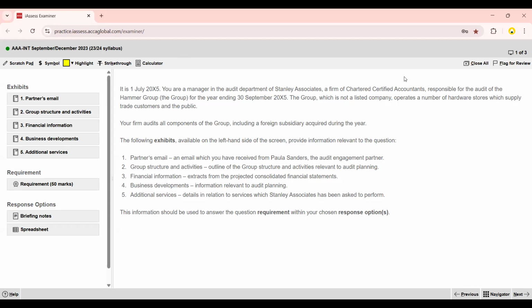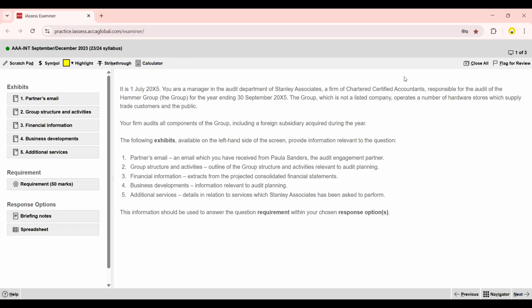It is 1st July 2005. You are a manager in the audit department of Stanley Associates, a firm of chartered certified accountants responsible for the audit of the Hammer Group. This is the client Hammer Group, the group for the year ending 30th September 2005. The group, which is not a listed company, operates a number of hardware stores which supply trade customers and the public. Highlight this thing that this client is not a listed company.